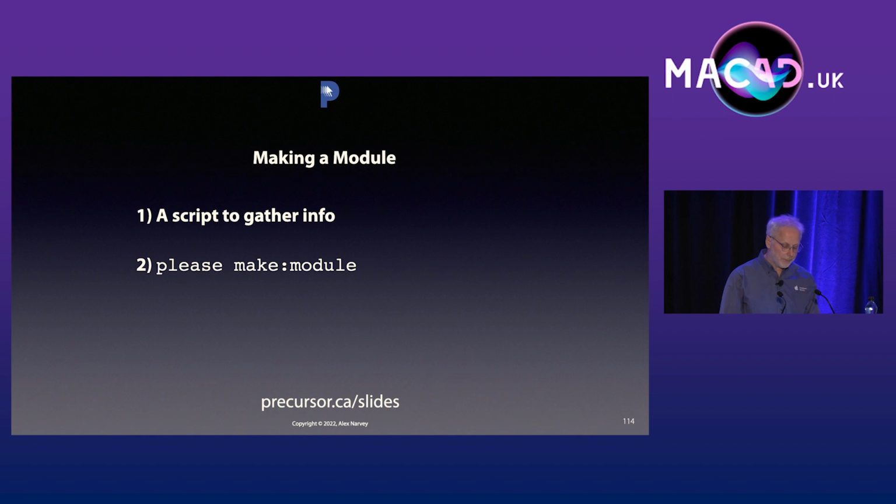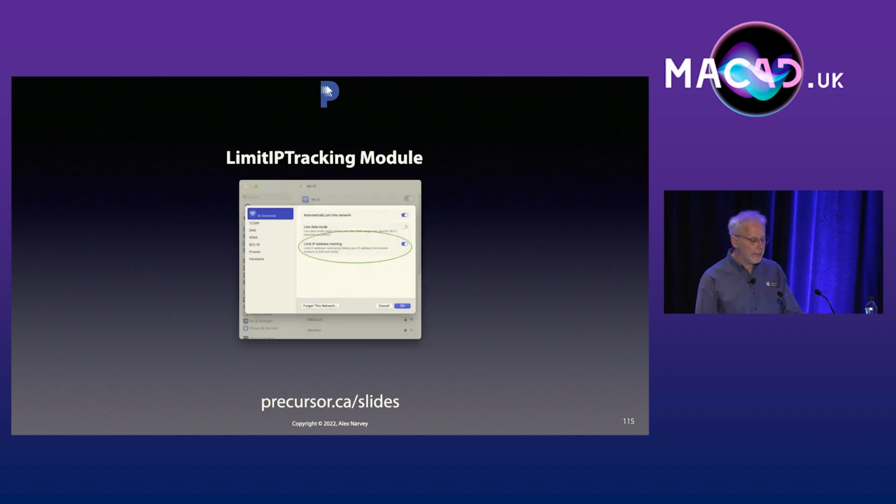To demonstrate, I decided I'd like a Munkireport module that showed me the state of the new Limit IP Tracking feature in network settings. This setting obscures your IP address and can make some services, for example FileMaker, not work if they were expecting a real IP address from a defined range of real IP addresses in order to meet security requirements. So it would be nice to know which computers are using this feature and which are not.